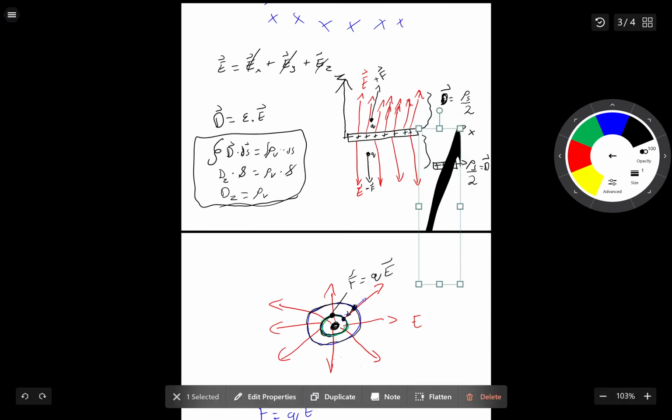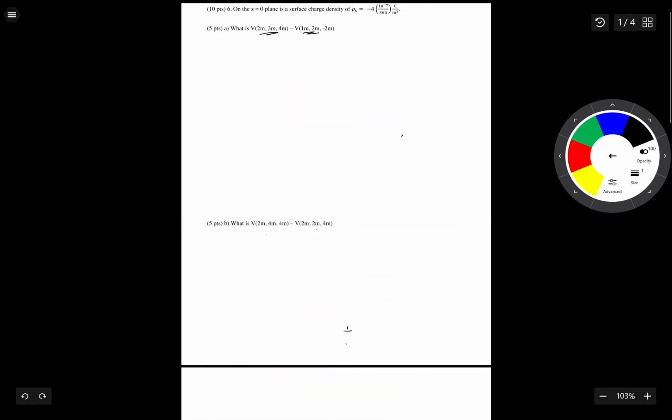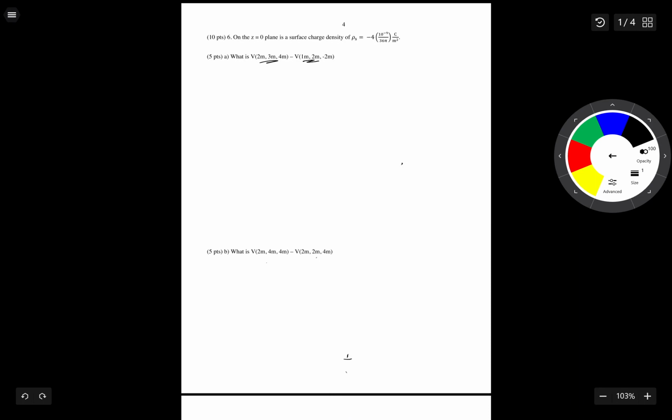Now, let's look at our question one again. So we have, on the z equals 0 plane, a surface charge density, a negative surface charge density, and we are moving from 1 meter. Our point is our potential difference at this point, which is 1 meter, 2 meter, negative 2 meter, to 2 meters, 3 meters to 4 meters.